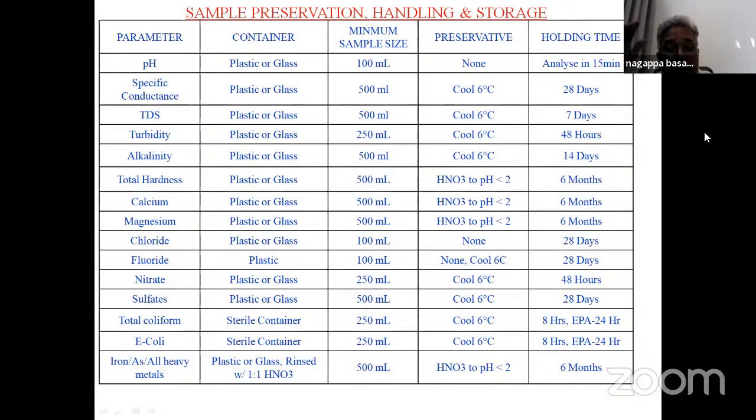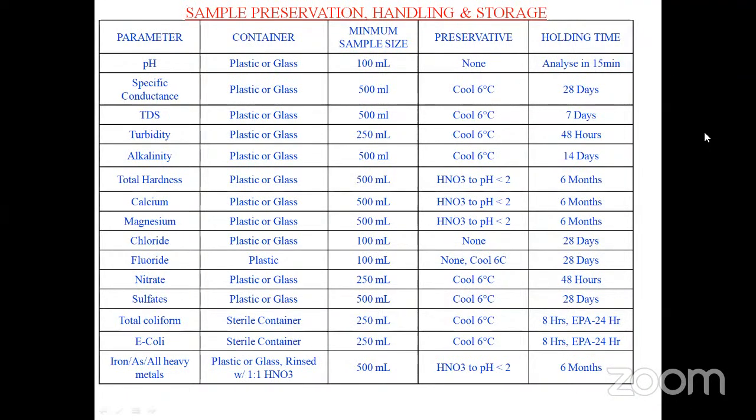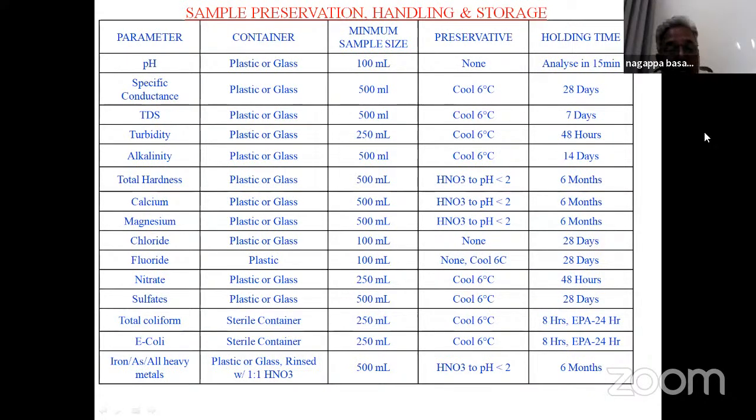Coliform, total coliform and E. coli, within 8 hours we have to bring the sample to the lab. We have to use a sterilized container. Cool the sample at 6 degrees and bring it to the lab within 8 hours. If you bring the sample the next day, definitely it is going to die. There is no use at all. Even if the bacteria is present, if you keep it 1 or 2 days at ambient temperature, definitely the coliform is going to die. There is no useful purpose. All metals we can keep 6 months after pre-treatment, not directly.